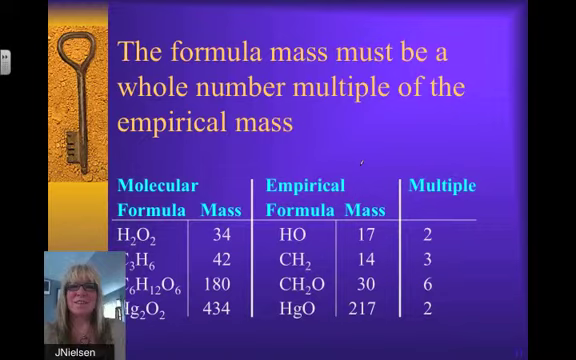Now, if the empirical formula and the molecular formula are related by a multiple, then so is their mass. So for example, hydrogen peroxide has a mass of 34. Its empirical formula is half of that. It's HO, which means that HO has a mass of 17. And you can look at the other examples and see the same type of relationship.